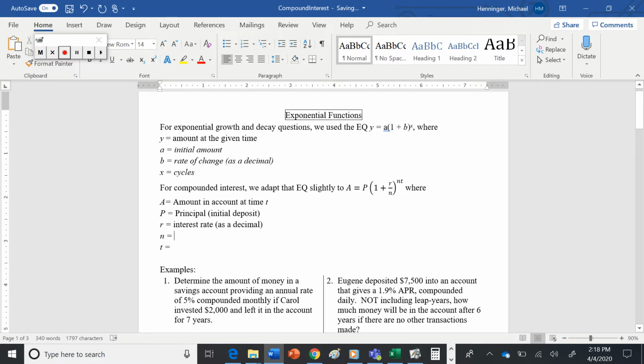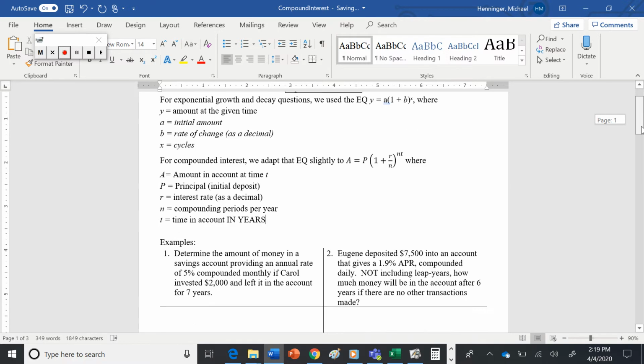N refers to your compounding periods per year. This will be very clearly stated for you. It will tell you in the story how many times it's compounded per year. And T is your time in the account, and it's always in years. So if they give it to you in another unit, you have to change it to years.